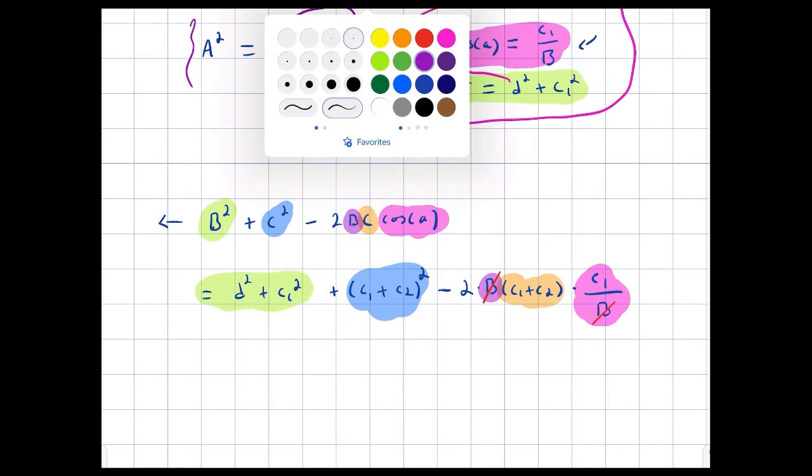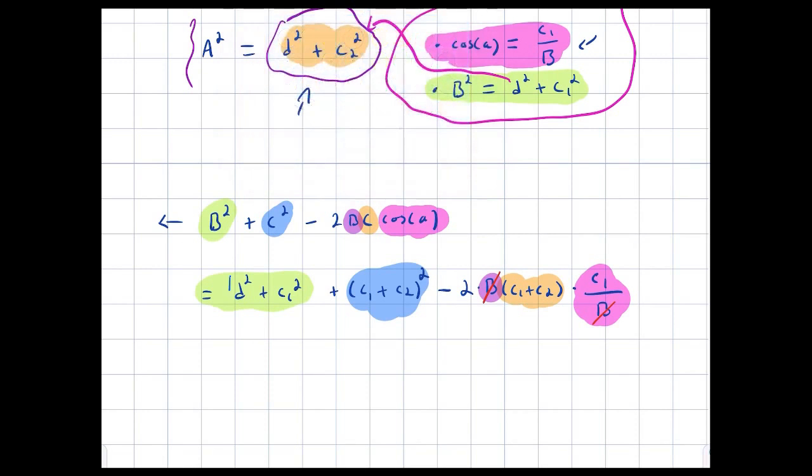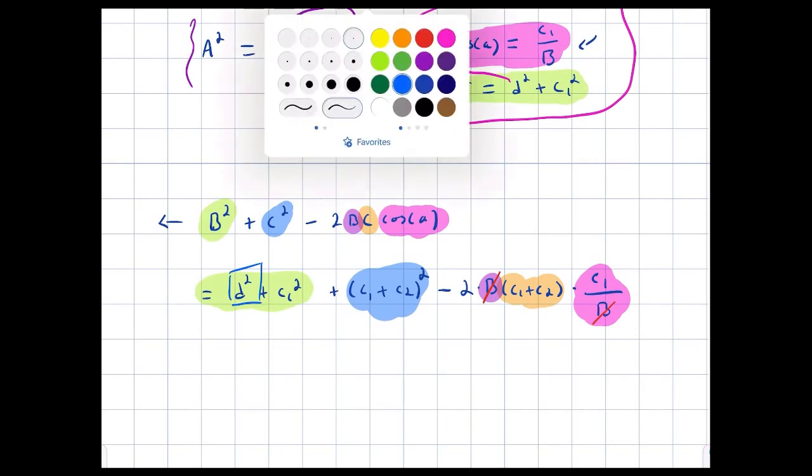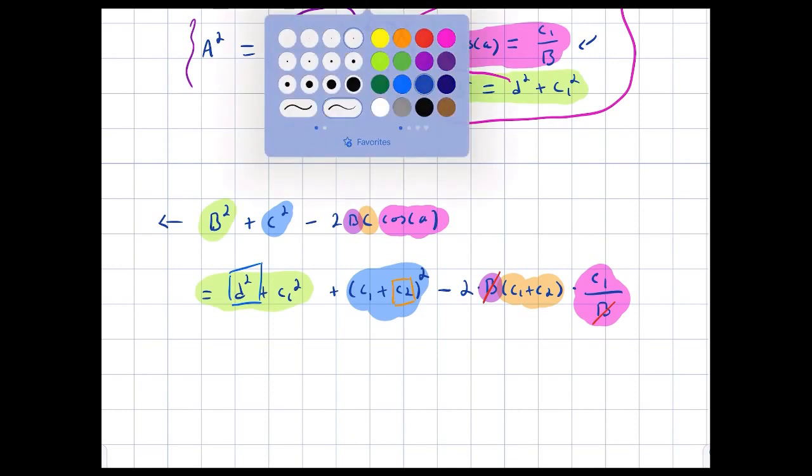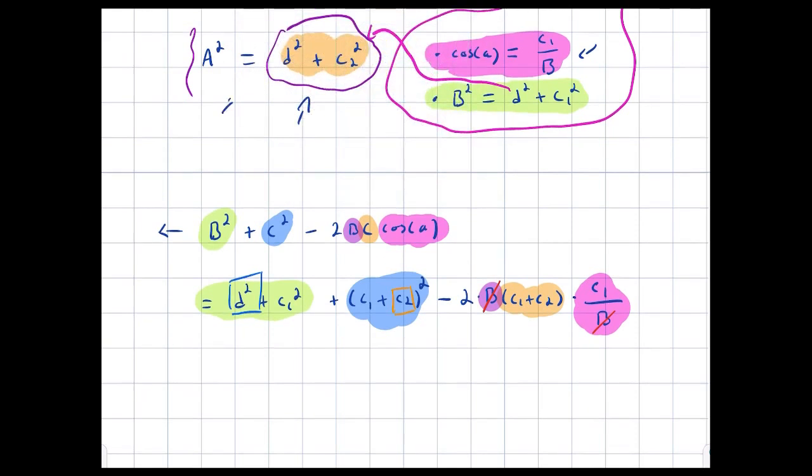So what don't I want to cancel? I don't want to cancel the d squared. I want to keep it. And what do I want to end up with as well? I want to end up with a c2 squared. A c2 squared is going to come out of this. After I square this sum, I'm going to have a c2 squared, and I don't want that to be canceled. I want that to be left over. And I'm hoping if I've done this right, everything else is going to cancel, and I'll be left with something which is equal to a squared.